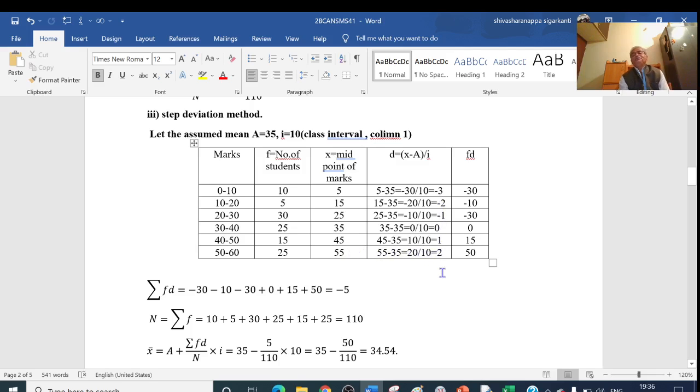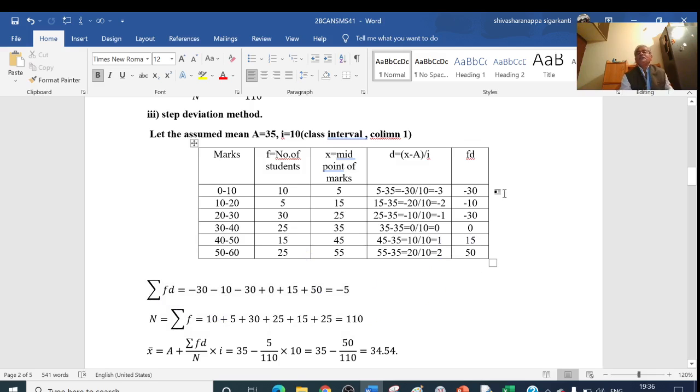This is our D. And then we find out FD. F is equal to 10 here. 10 into minus 3 is minus 30. 5 into minus 2 is minus 10. 30 into minus 1 is minus 30. 25 into 0 is 0. 15 into 1 is 15. 25 into 2 is 50. So this is our FD.